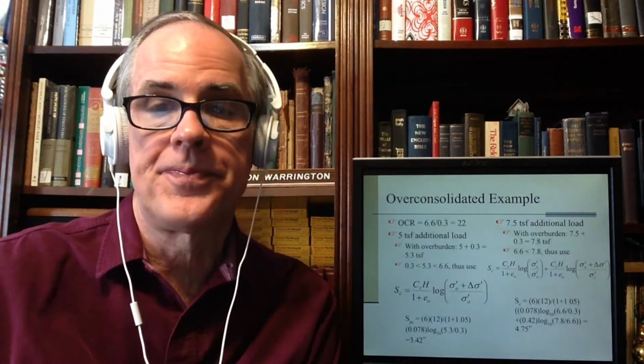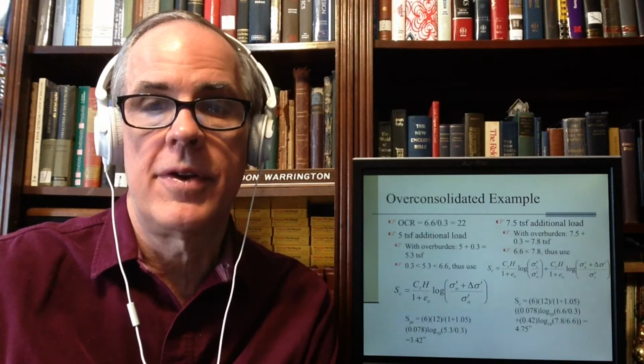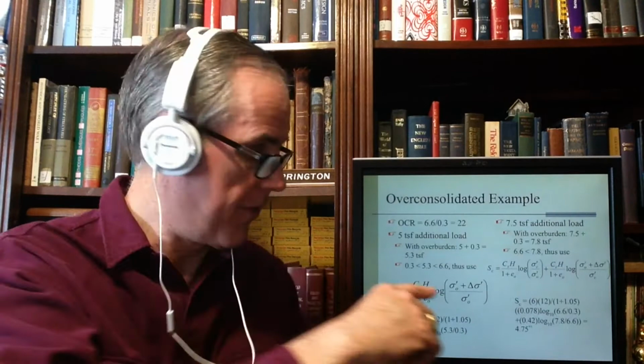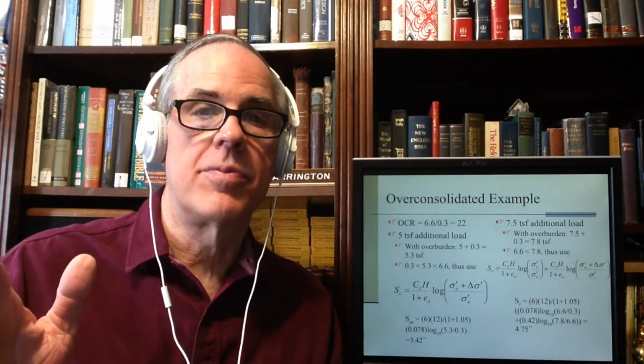With 5 TSF additional load past the overburden, the overburden being, in this case, the initial effective stress, 5 plus 0.3 is 5.3. 5.3 falls between 0.3 and 6.6, 0.3 being the current effective stress and 6.6 being the effective stress in the past, or the pre-consolidation pressure. We use this formula. In other words, back it up, this formula. And we just plug and chug. C sub S, we're in the C sub S range. We're within the pre-consolidation pressure.